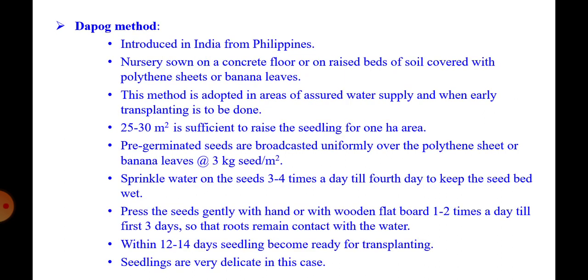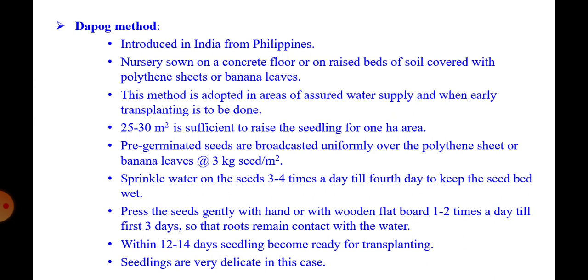Then next one, dapog method. This method was actually introduced in India from the Philippines. In this method, the nursery is sown on a concrete floor or on a raised bed of soil covered with polythene sheets or banana leaves. This method is adopted in areas of assured water supply and when early transplanting is to be done. A small area of 25 to 30 meter square is sufficient to raise seedlings for 1 hectare area.